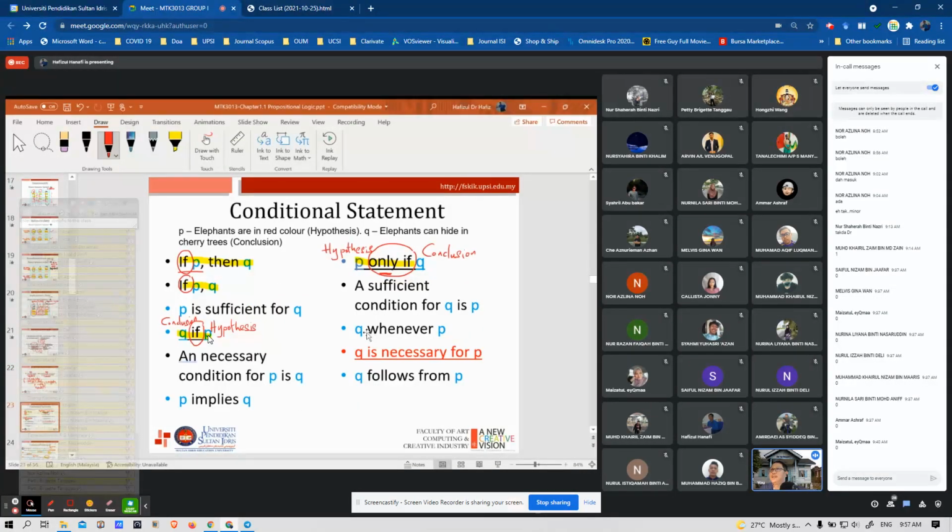Okay, this one is the conditional statement that I explained before. We have if and then; this one is the conclusion. And after that the hypothesis, a necessary condition for P. P implies Q. And then Q whenever P. Q follows from P. Here you need to know what is the hypothesis and what is the conclusion. Here P is the hypothesis, Q is the conclusion. If the hypothesis is P then Q, and it goes to implies.